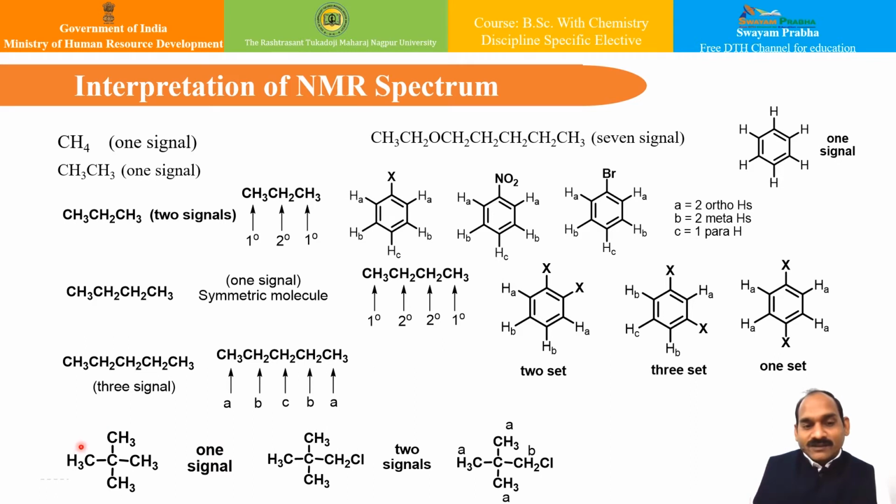This is exactly the case of 12 protons which are present in the same environment, and therefore this kind of compound, like TMS, will give a single peak. In this case, there will be two signals. You can see over here A and B type. In this case, you can have 7 signals. If you see, there are 7 different groups which are present in different environments, and therefore this compound will give you 7 signals. Likewise, if you see benzene, all the protons are in the same environment, and therefore there will be a single sharp peak for this particular benzene.